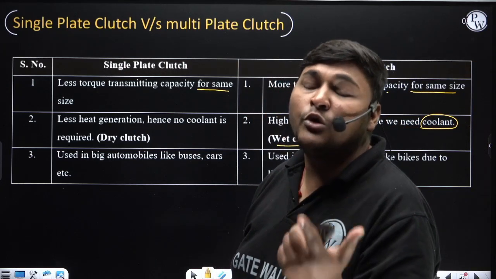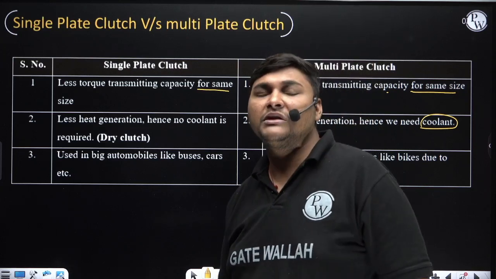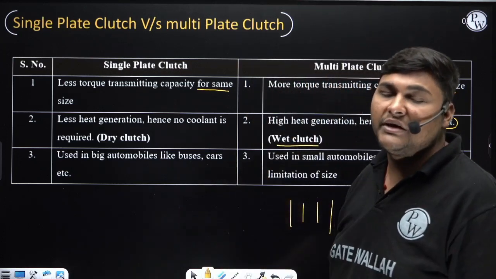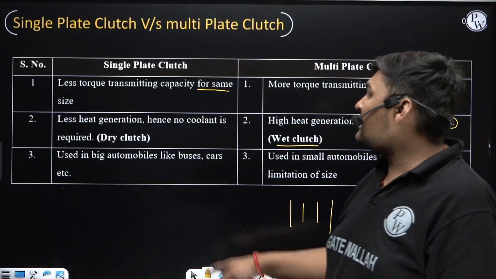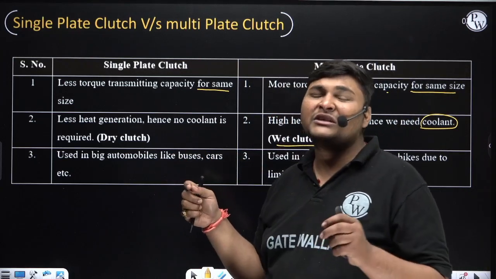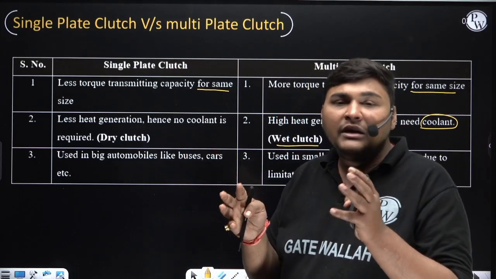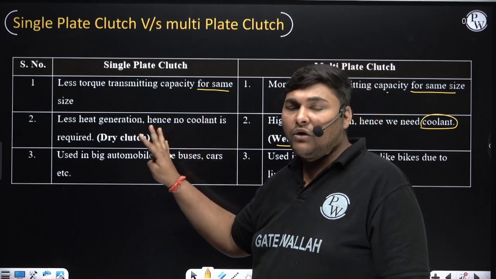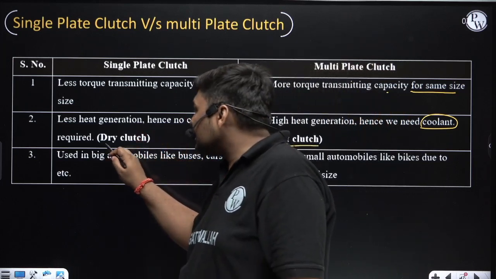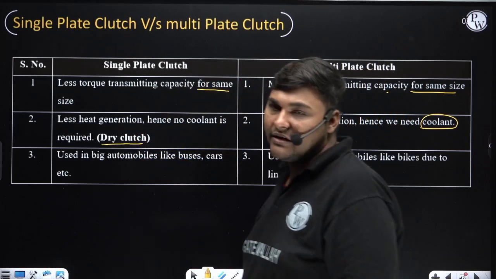So it will reduce the coefficient of friction. If it is reducing the coefficient of friction, it will reduce the torque transmitting capacity of the clutch. But in a single plate clutch, since heat is not generated in a small space, air coolant is generally not required. That's why a single plate clutch is sometimes also known as a dry clutch.